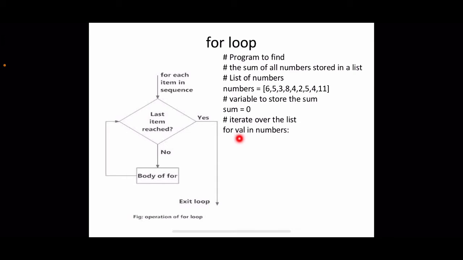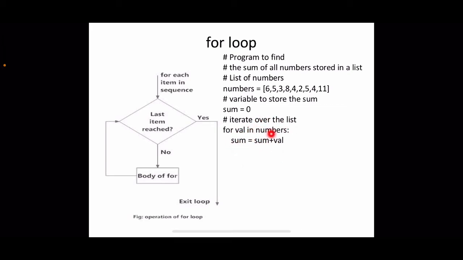We will see how the for loop can be used here to iterate over the list: for val in numbers. The sequence of items here is numbers. Each item means each number we are assigning from this numbers list into val, and that should be added to the sum, to find the cumulative sum. So sum is equal to sum plus val. The only statement within the for loop is this, just to add each item to the sum. For the first iteration, val will be 6, and that will be added to sum.